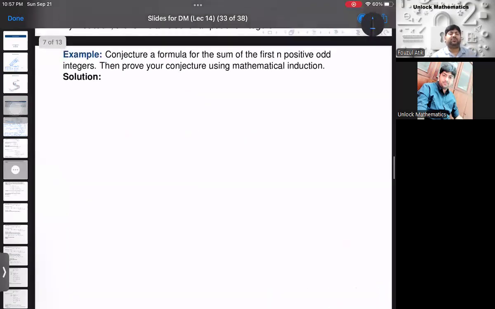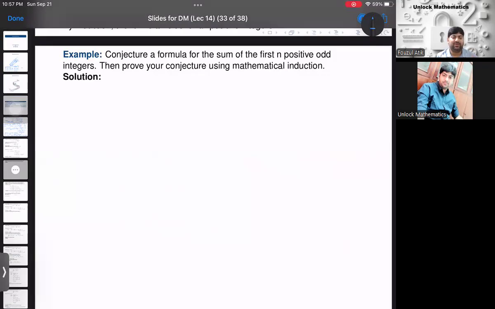Now look at another problem. Conjecture a formula for the sum of the first n positive odd integers, and then prove your conjecture using mathematical induction. Correct. Now conjecture means what? Conjecture means, like we have discussed it in our proof technique chapter, the first unit, proof technique chapter.